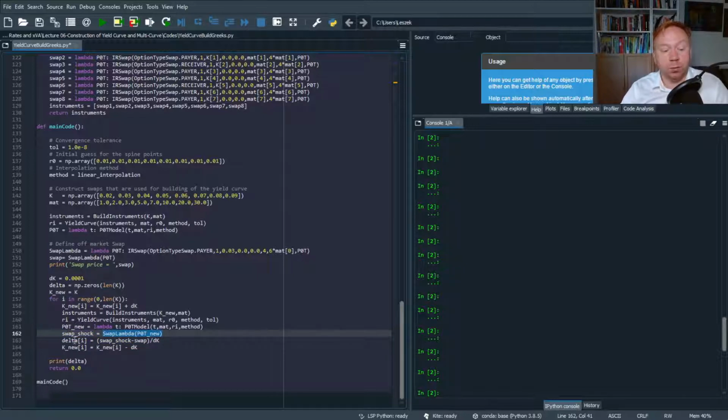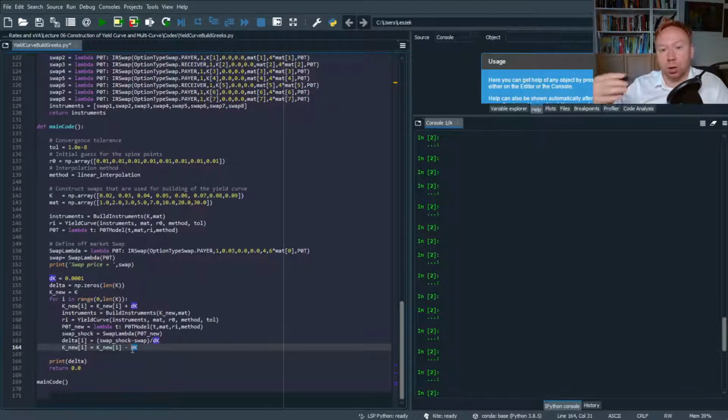And what we do next, we define delta, which is a derivative of our swap with respect to each market instrument. So this is what we see here. Delta I is the shocked swap minus the swap, and then we divide it by the shock size. Now we do it instrument by instrument. So for the first instrument, we shock it. The rest of the instruments stay exactly the same. Then we shock back the first instrument and go to the second instrument. So we never shock all the instruments at once. We do it one by one.